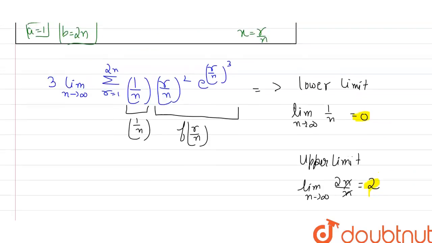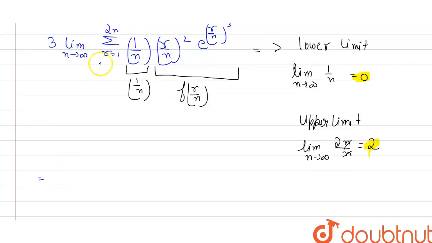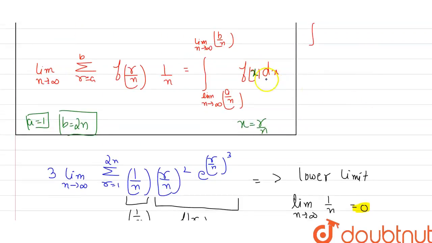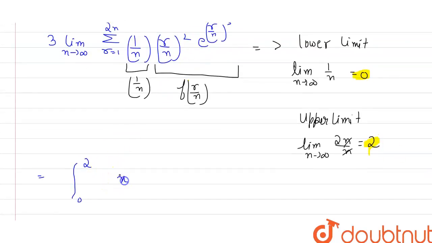Can I find the integration value of this function now? Exactly. So here I have the constant part, and I can say the integration has limits from 0 to 2. The question says I have to find the integral of f(x) dx. So what is x here? x is basically r by n, so I can write r by n as x, so x whole squared.